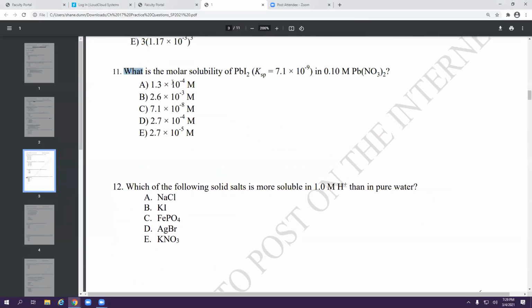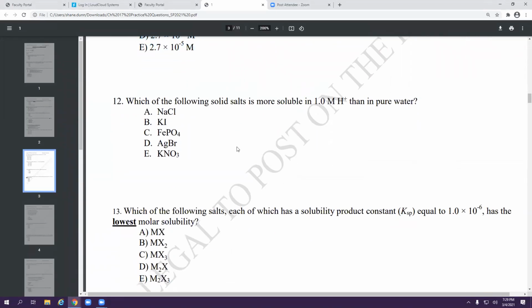Okay. Does 11 make sense to you guys? So, whoever asked, is a salt more soluble in an acid besides pure water? Is it more soluble in H+? So let's find out. We're going to add basically an acid to each of these. If I add hydrogen to this, what do I get? Does that want to exist?